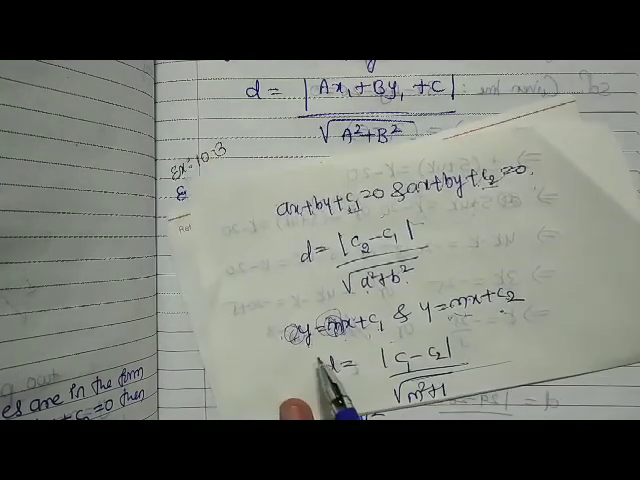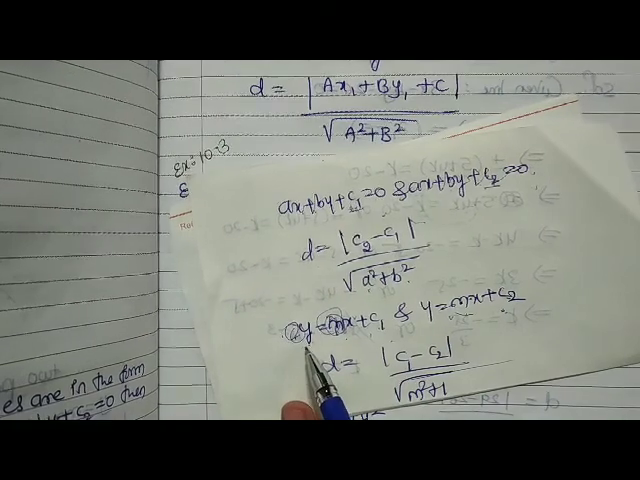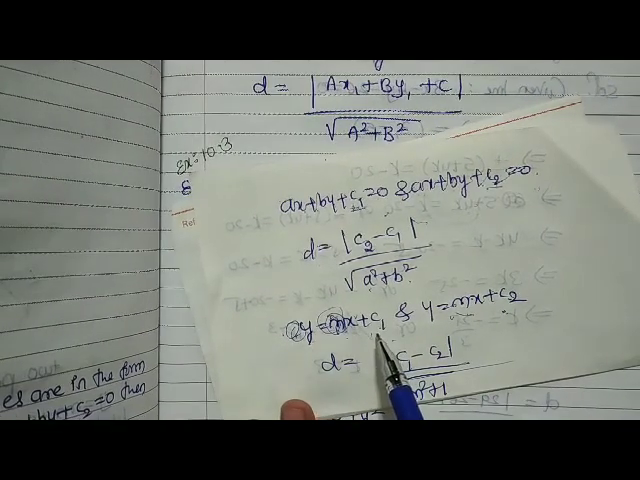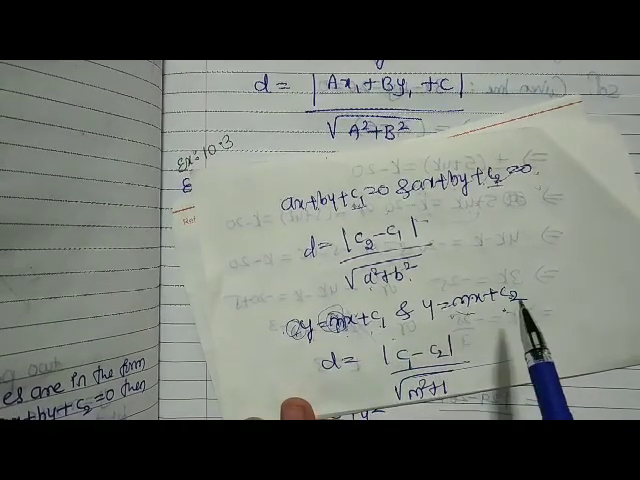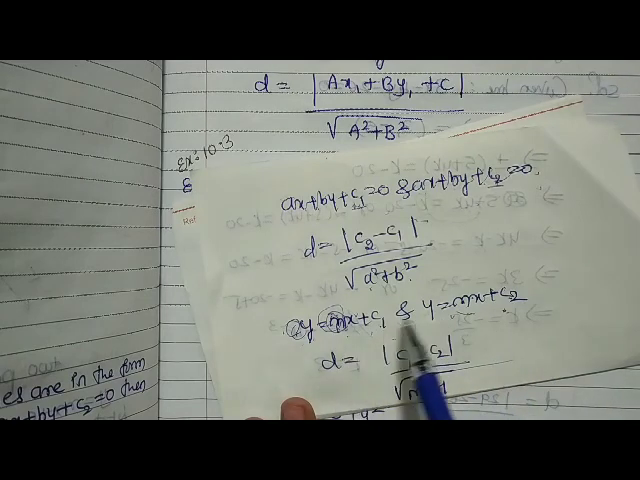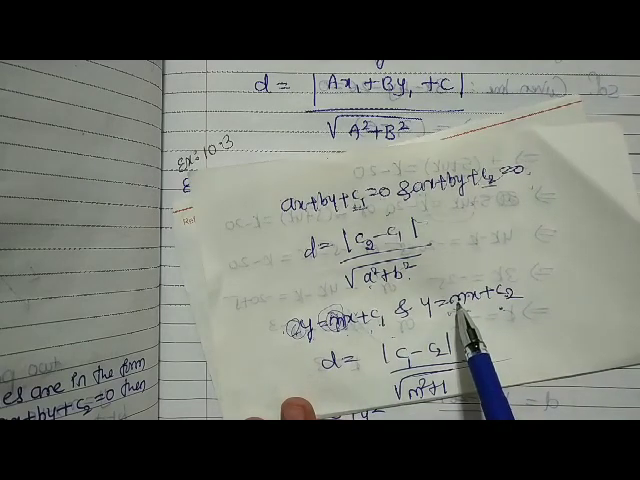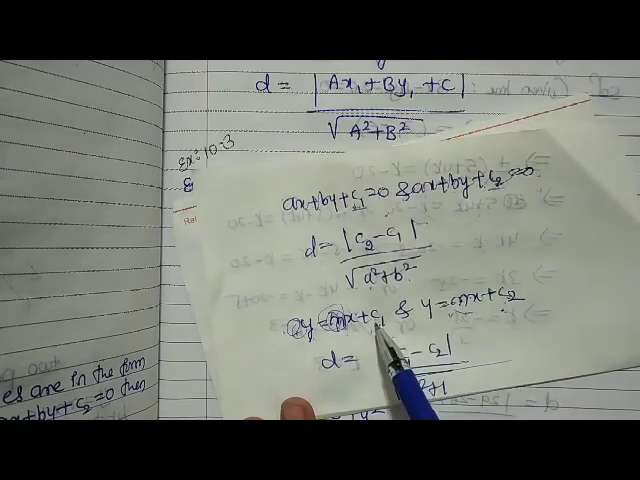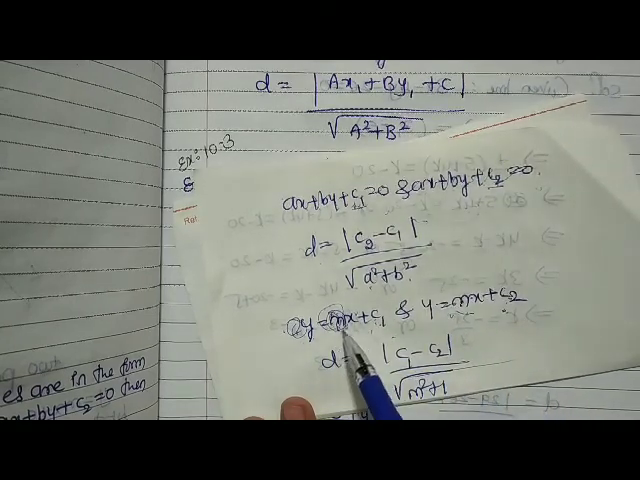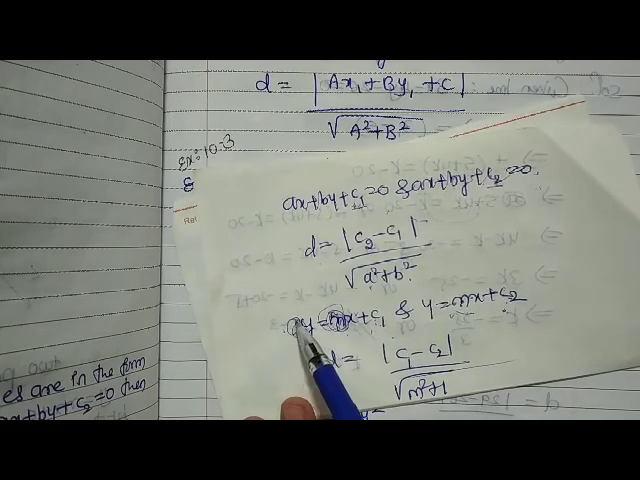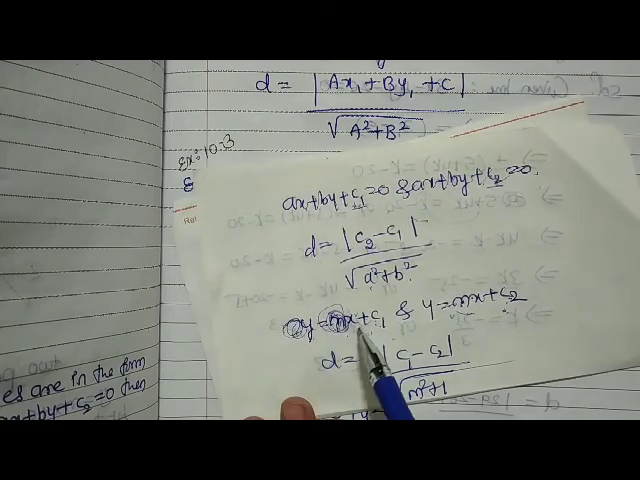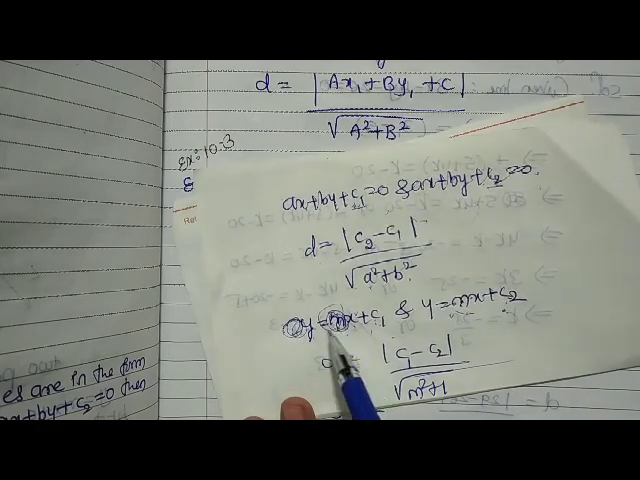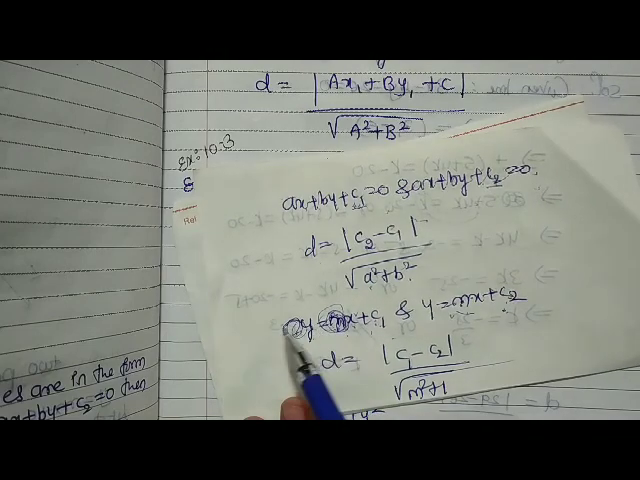Suppose the lines are in the form y is equal to mx plus c1 and y is equal to mx plus c2, then the distance between these two parallel lines is given by modulus of c1 minus c2 or c2 minus c1 divided by root of coefficient square of x plus coefficient square of y. What is the coefficient of x? m square. What is the coefficient of y?